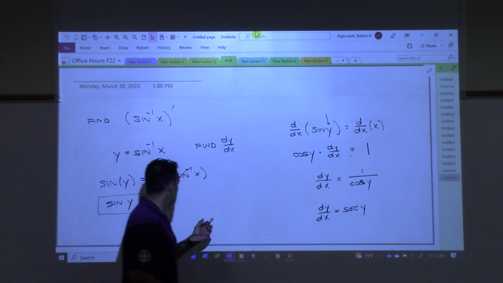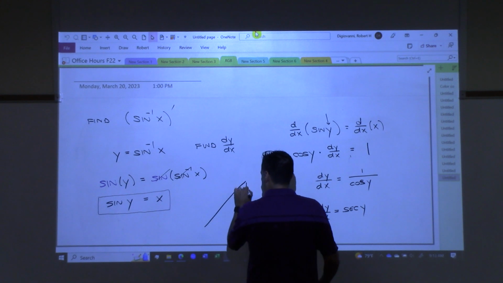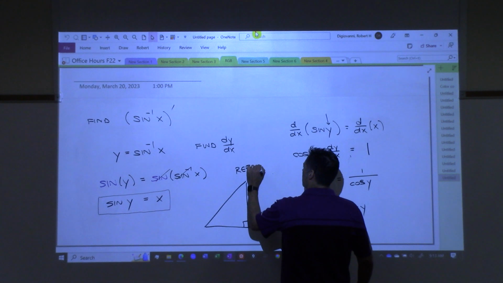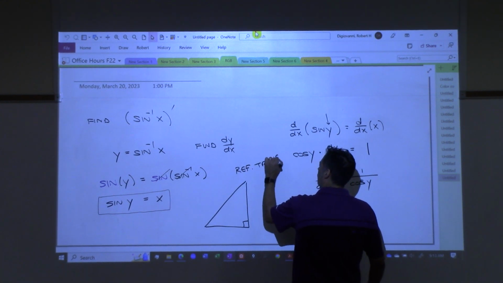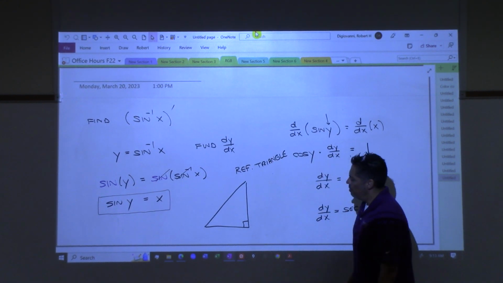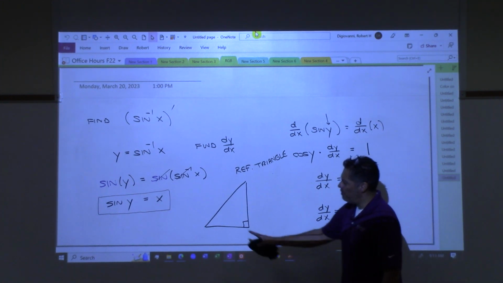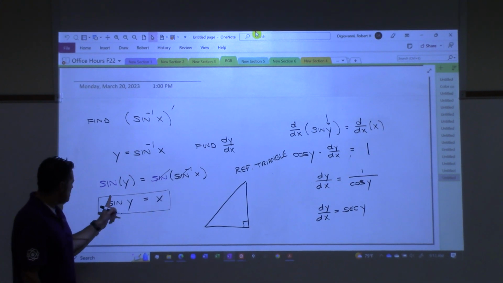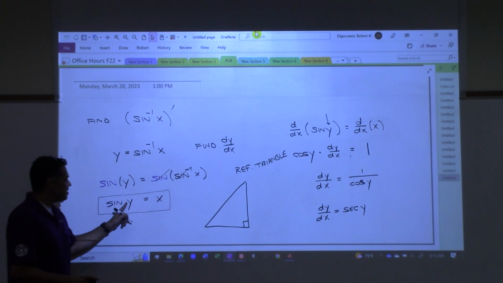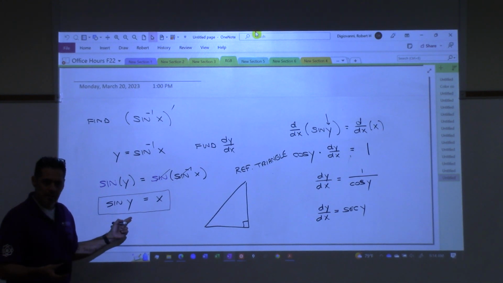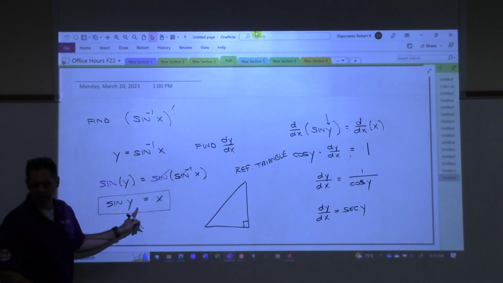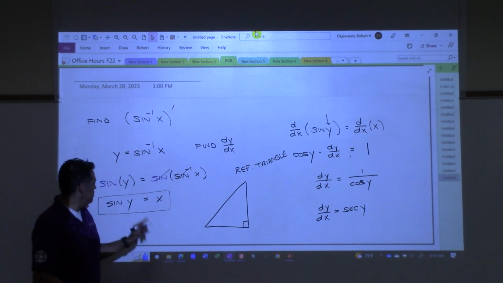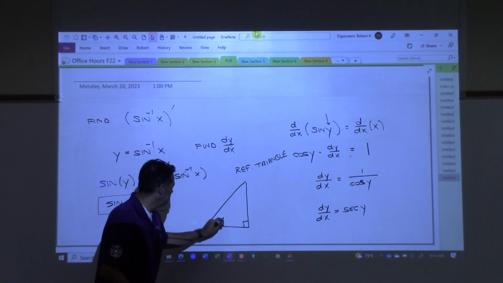I'm going to draw a right triangle. This is called a reference triangle. So I'm going to use what this says here to create the triangle. This says sine of y. Whatever's inside of a trig function is the angle, right? Normally in pre-cal this is like sine theta, isn't it? But here the statement is sine y. So my angle is y. The angle is y. I'm going to put that right here.